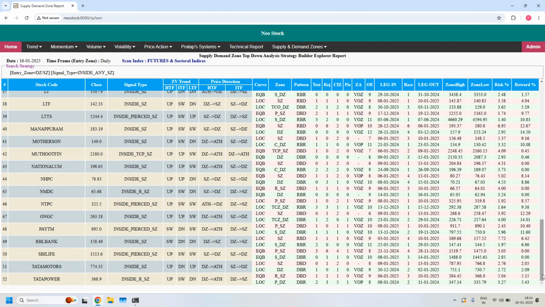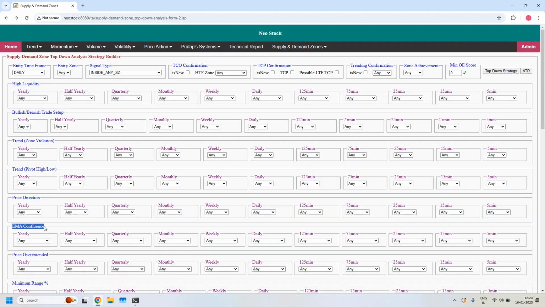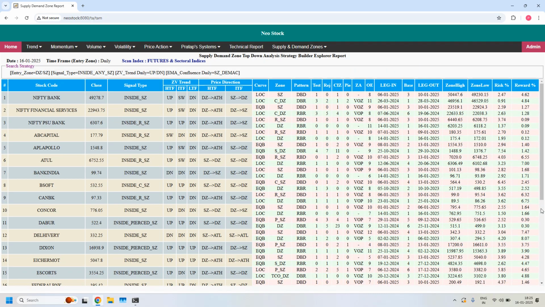We can further reduce this list by setting the high probability parameter EMA confluence. Daily supply zone having daily EMA confluence. So in the EMA confluence at daily time frame, I am setting the filter daily supply zone having daily EMA confluence. And the trend on daily time frame should not be sideways. It can be up or down. Let's filter. Now the list has come down to 27 from 54 stocks. So you are seeing the first 15 stocks in the list.